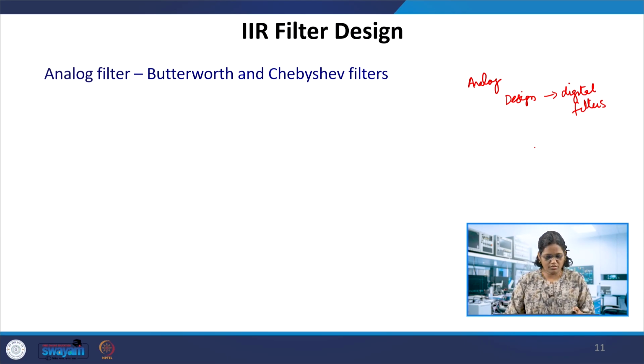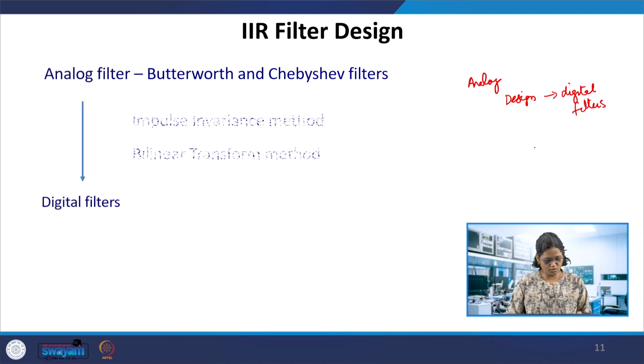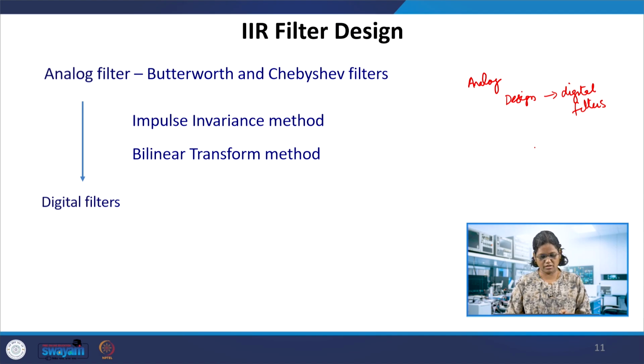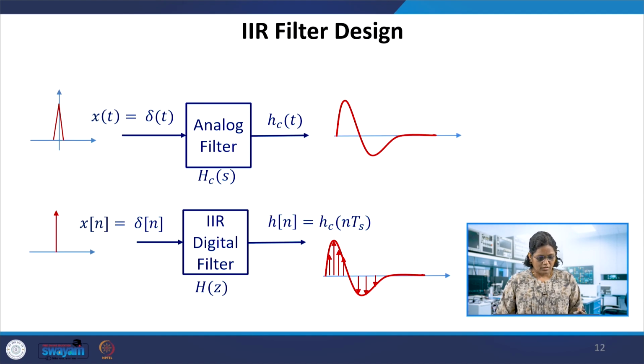Here, for the analog filters, we will be looking at Butterworth and Chebyshev filters, and then get the discrete version of them through the impulse invariance method or the bilinear transform method. What is the difference between them? How does the S to Z mapping happen in the impulse invariance and bilinear transform methods?